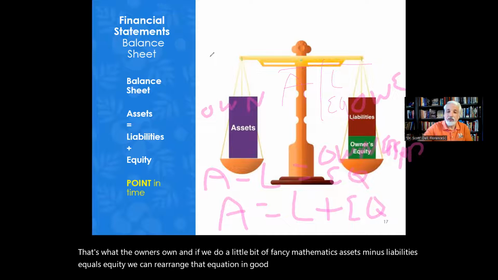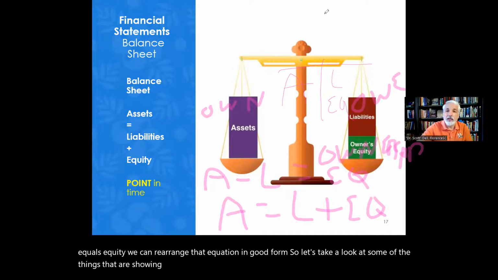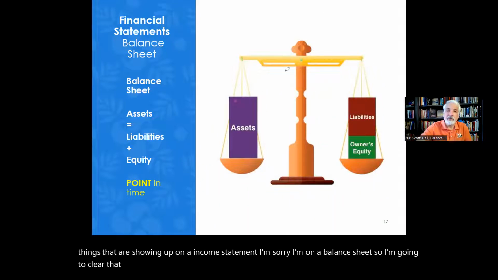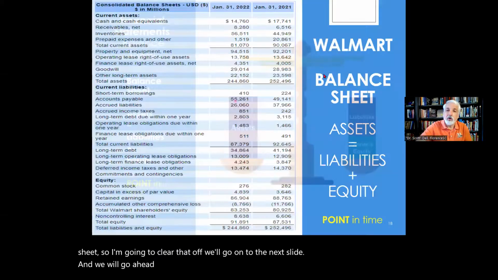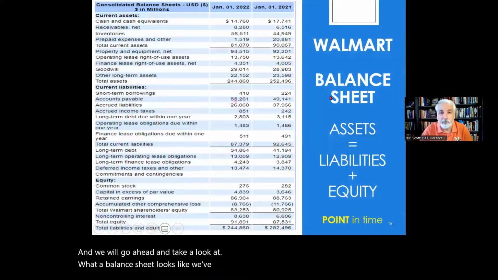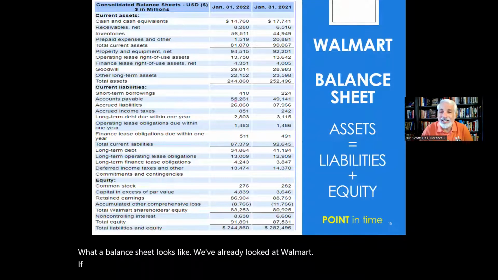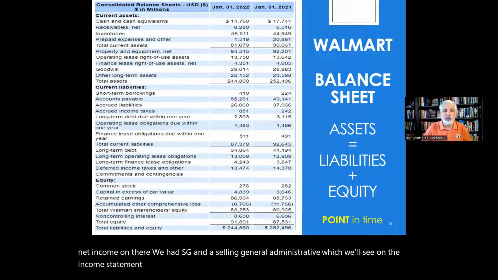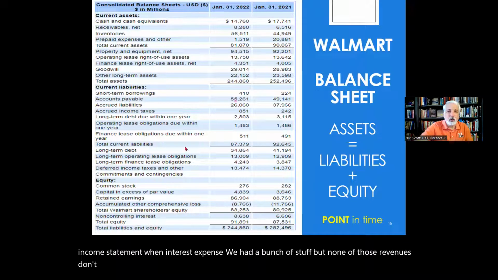So let's take a look at some of the things that show up on an income statement. I'm sorry, on a balance sheet. I'm going to clear that off, and we'll go on to the next slide and take a look at what a balance sheet looks like. We've already looked at Walmart. If you recall, we looked at the Walmart income statement. We had revenues and expenses and a net income. We had SG&A, selling, general and administrative, and interest expense. We had a bunch of stuff. But none of those revenues show up here, and our expenses don't show up here.